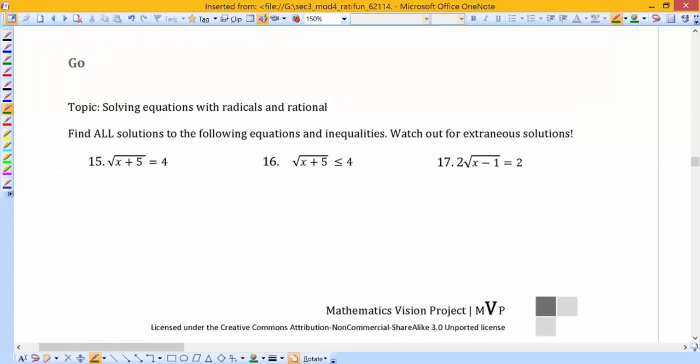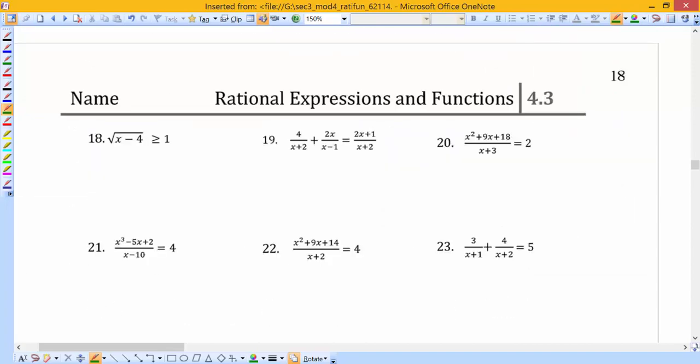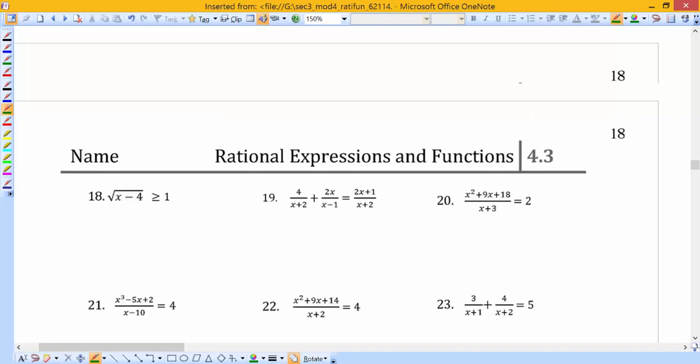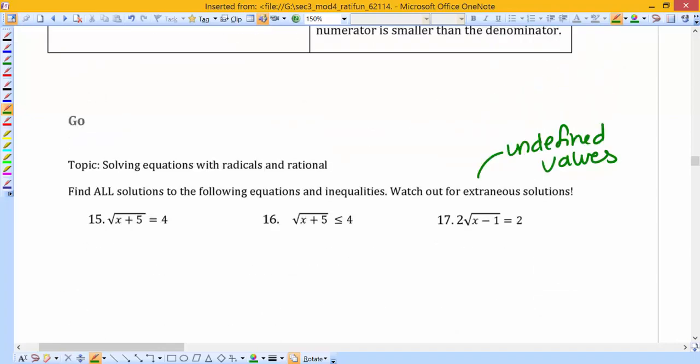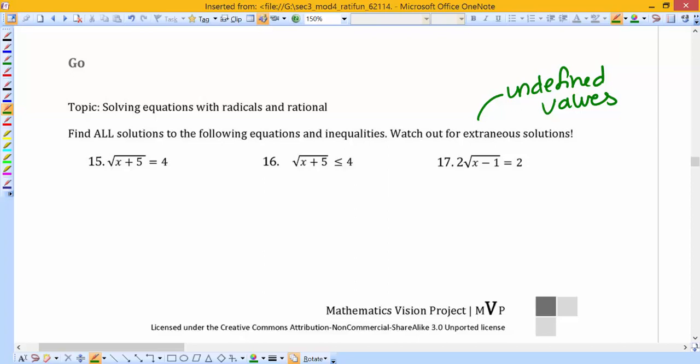And in the Go, you are asked to find all solutions to the following equations and inequalities, and then watch out for extraneous solutions. So extraneous solutions we need to remember are undefined values. The values that we are going to say they do not exist. And we only have to be careful for those in our rational expressions. So I'm only going to want you to do a small handful of these.